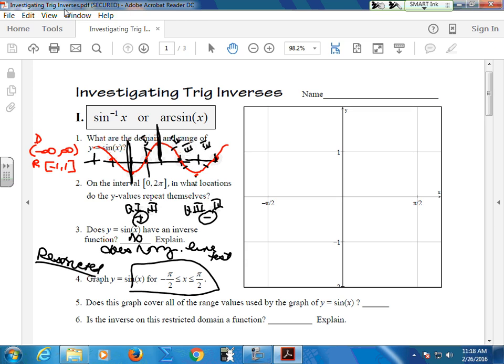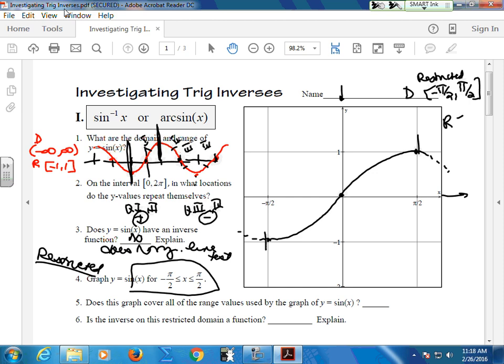So they gave us negative pi over 2. I'm not crazy about this graph, but here's the y-axis right here. Here's the x-axis right here. So here's your 0. This is going to the 1. This is going to the negative 1. So your sine curve should go like this. If it comes out of here, I failed. If it comes out of here, I failed. So do you see the cutoff? This is your domain for sine curve. So your domain now for the restricted sine curve is negative pi over 2 to positive pi over 2. Did the range change? No.